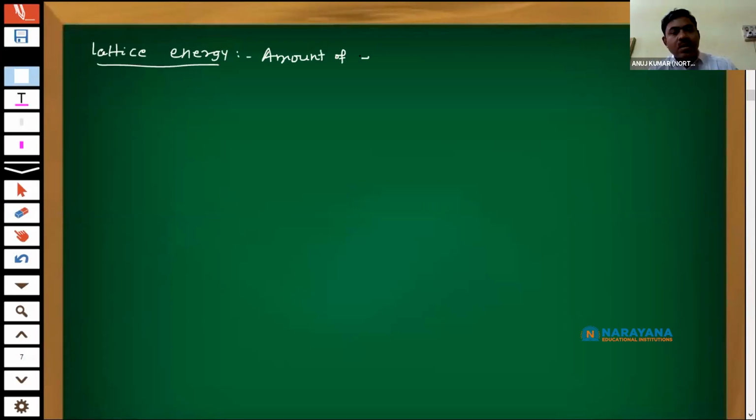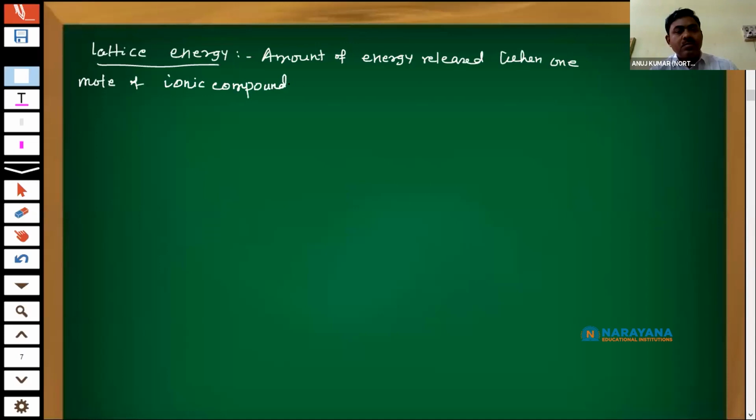Now I am starting. Earlier I have taught formal charge, bond order, and resonating structure, and now we will start the technique of how to calculate lattice energy very shortly. Lattice energy is the amount of energy released when 1 mole of an ionic compound is formed from its gaseous constituents.